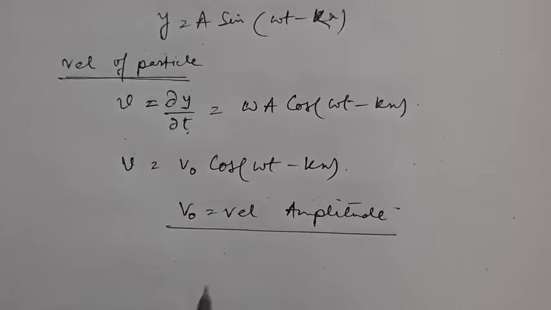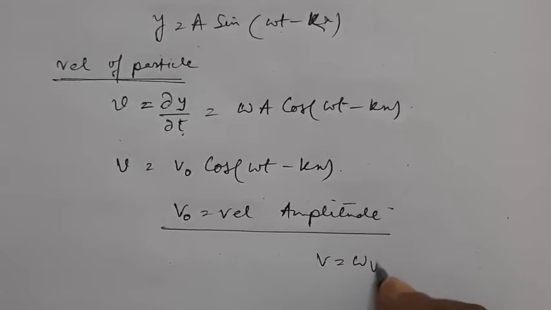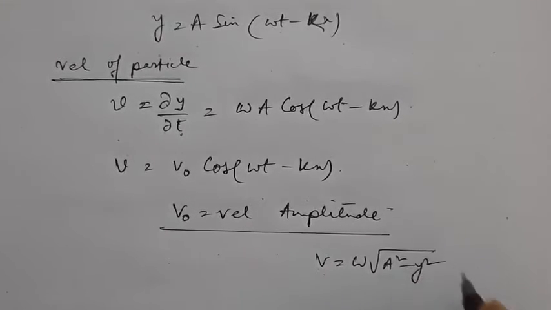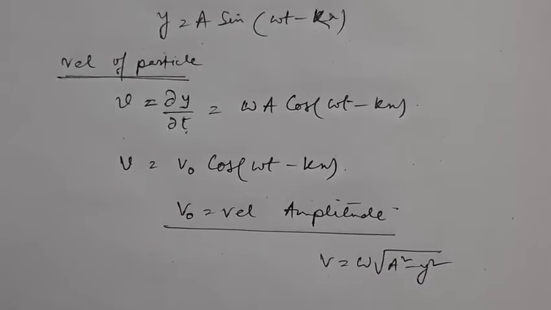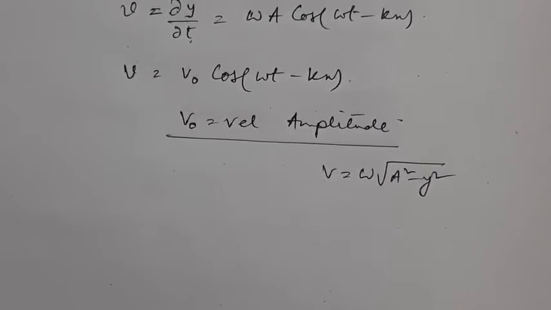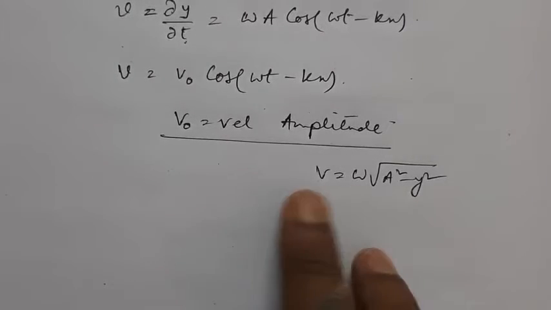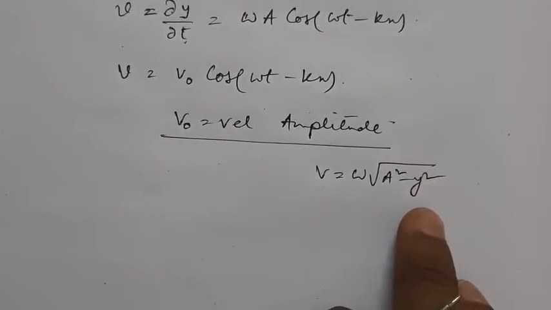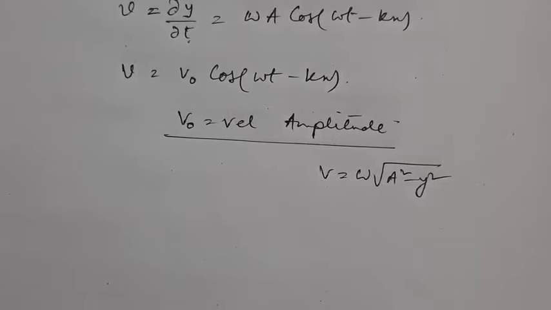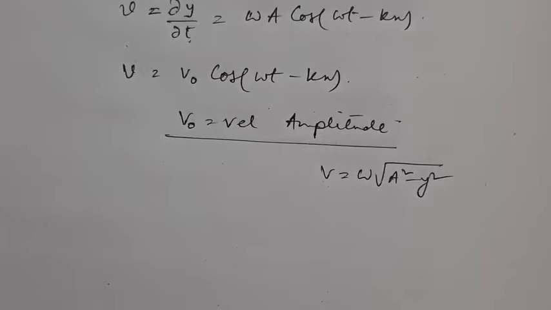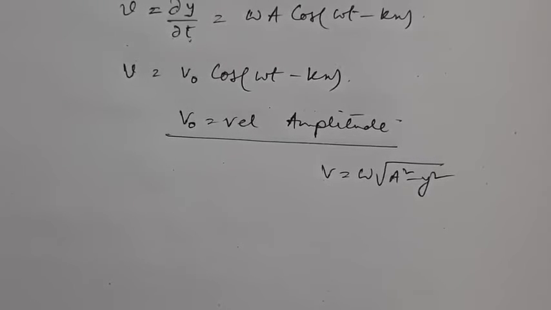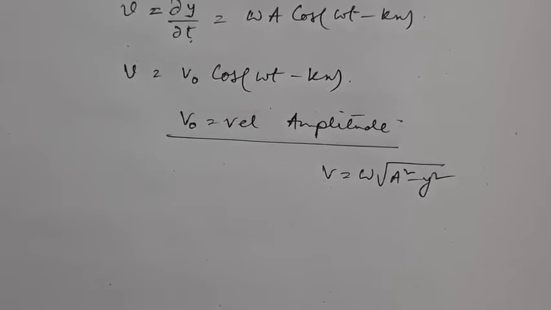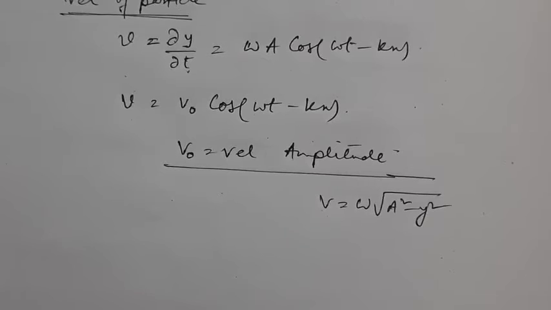Now from this we can derive v is equal to omega into root over a square minus y square. I have already derived this formula when I was discussing simple harmonic motion, so I am not going to derive it again. Now the phase difference between a sine function and a cosine function, you all know, is 90 degrees. So the phase difference between displacement y and velocity v is also 90 degrees. I repeat, the phase difference between displacement y and velocity v is 90 degrees.